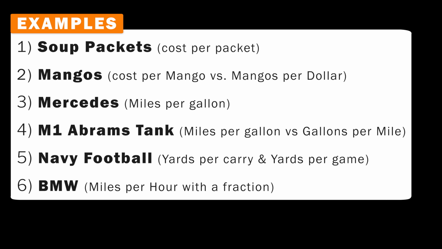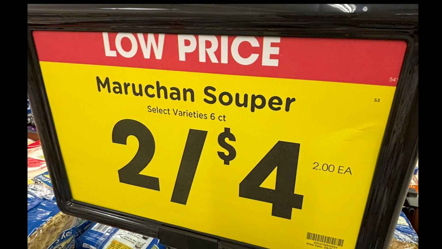All right, the following are 6 examples of some basic unit rates. We're going to look at soup packets, mangoes, a Mercedes, the M1 Abrams tank, Navy football, and a BMW. All right, so let's look at example number 1. This is going to be the packets of soup.